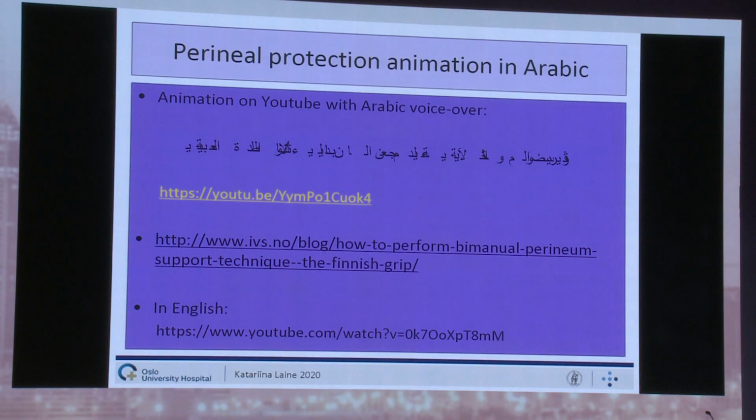Remember four things: your left hand, your right hand, talk to the mother, and think about episiotomy, but use it wisely, only by indication. We have made an animation of this method, and it's available on the internet and YouTube, and we also have the voiceover in Arabic, if you want to look at it. It's about four minutes.